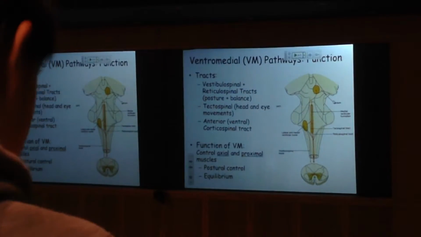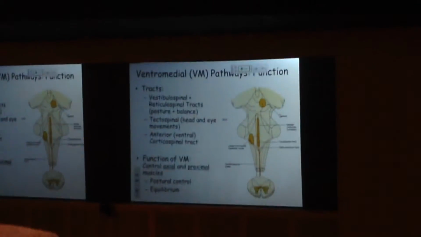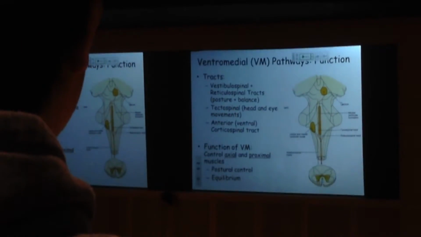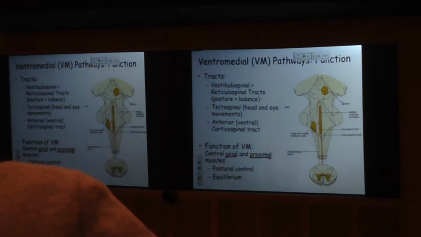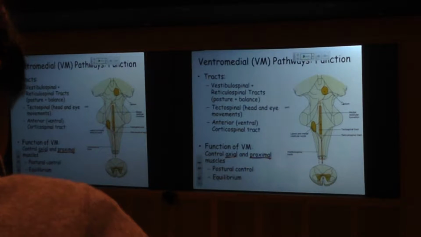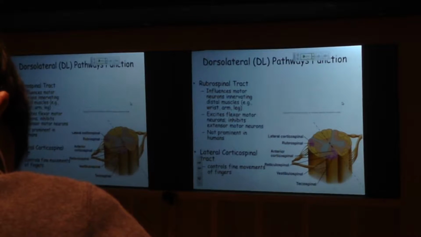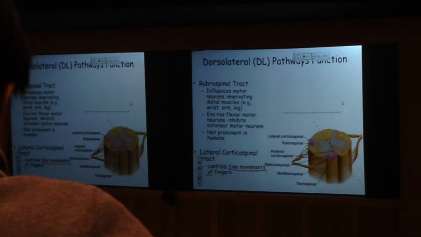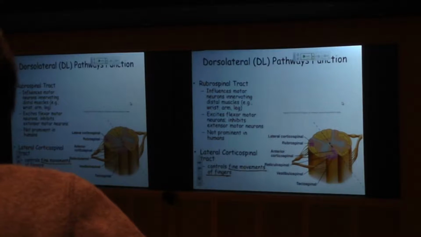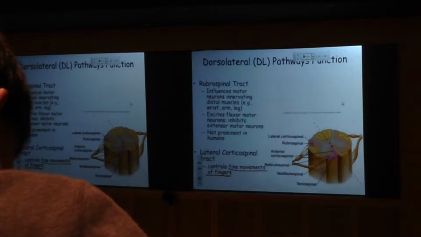Okay. So the ventral medial pathway, we basically mentioned all the tracts and their function already, and we know they're controlling the axial and the proximal muscles involved in postural control and equilibrium. And for the dorsolateral pathway, we say this is a control for fine movement of your distal limbs, including your fingers. Okay, so here I have one thing that I'm just trying to remind you of when we talk about the red nucleus.